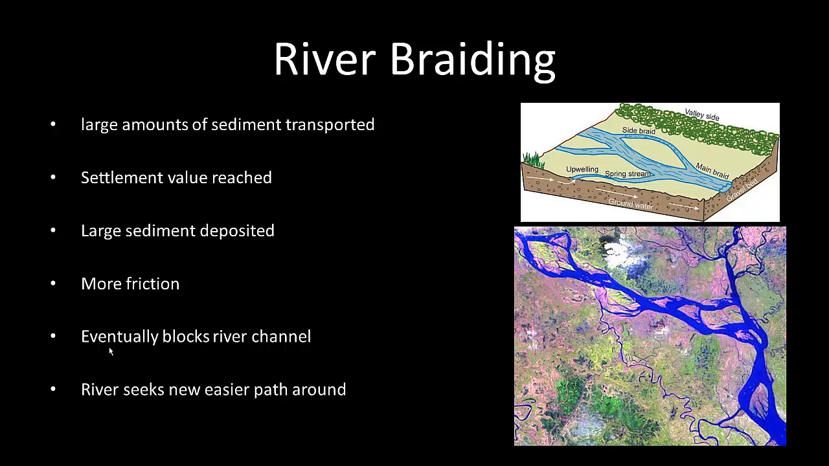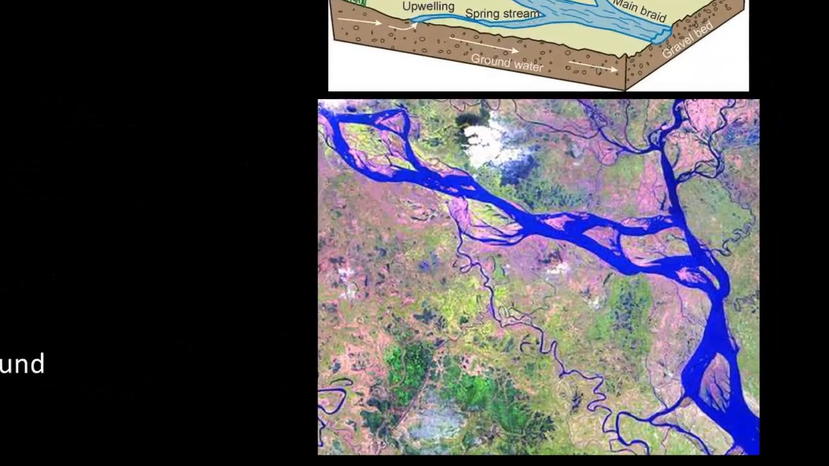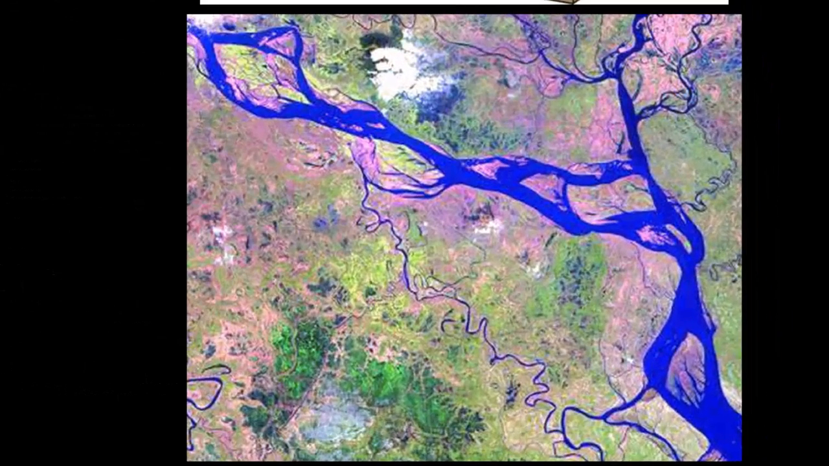River braiding is the first depositional feature. Here I've got an example of river braiding. This is a river in India. I'm not going to try and pronounce it. And this is just a quick diagram. Now, what is river braiding? River braiding is these features here.